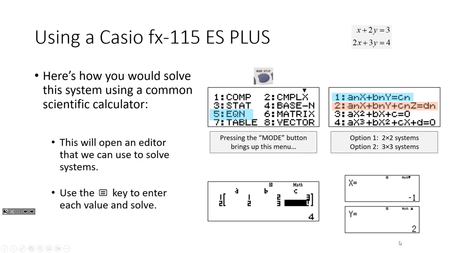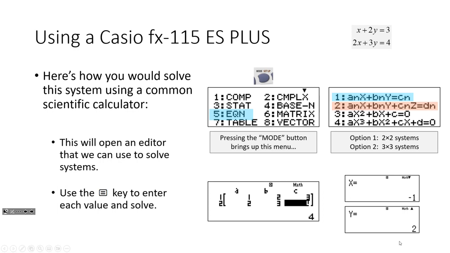In the Casio, the first thing you do is you hit the mode button, and the mode button will bring up the various operation modes for the calculator. Mode 1 is just general computations. That's what you tend to be using by default. But you're going to go into mode 5, which is the equation solver mode, and there's 4 options. Like, the third option is the quadratic formula. The fourth option is the cubic formula. We're going to be looking at option 1 and option 2, and specifically for us today, we're going to be looking at option 1, which is solving 2x2 systems.